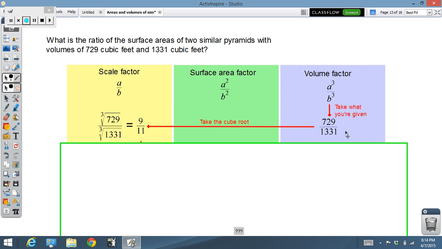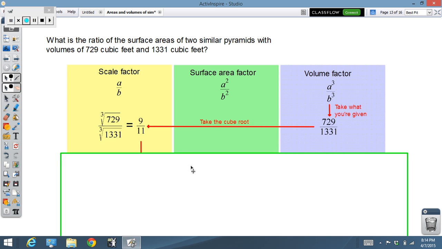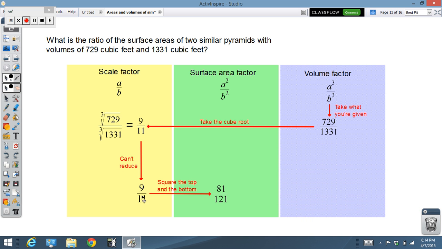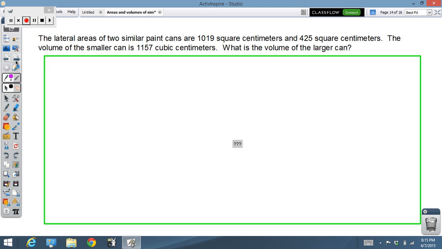So I know that when I take my A cubed over B cubed, I simplify it to a scale factor of 9 over 11. That won't reduce or simplify any, but those are the numbers I can use when I square them now to find the surface area factor of 81 over 121. Okay, 9 squared over 11 squared. Okay, a couple more examples.